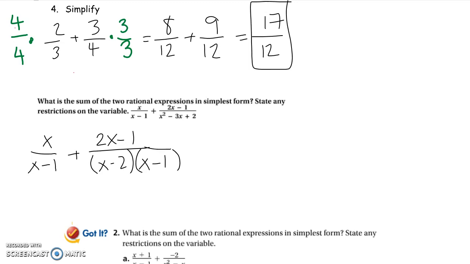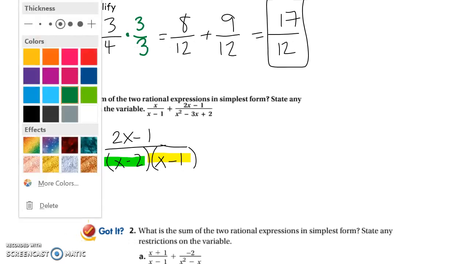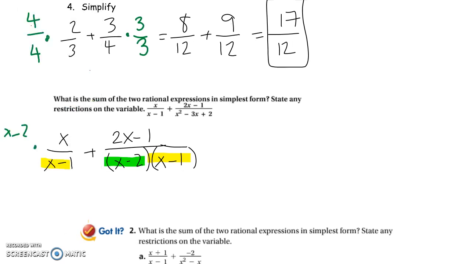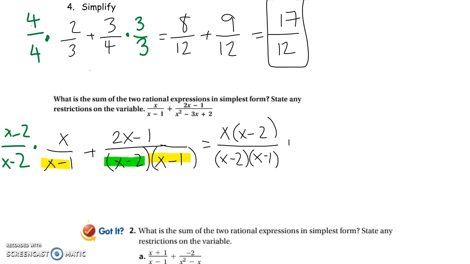Now for our least common multiple, both denominators have an x minus 1, but the second denominator has an x minus 2. So our first fraction is missing that. What we need to do is multiply our first fraction by x minus 2 divided by x minus 2. When we multiply that, we end up with x times x minus 2 divided by x minus 2 times x minus 1, and plus the second fraction is unchanged.